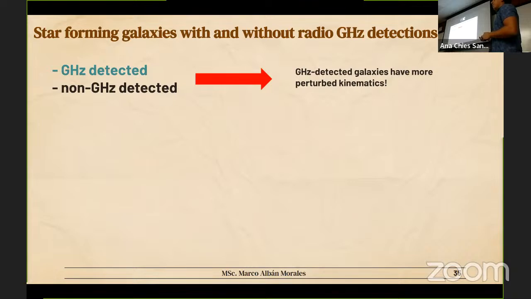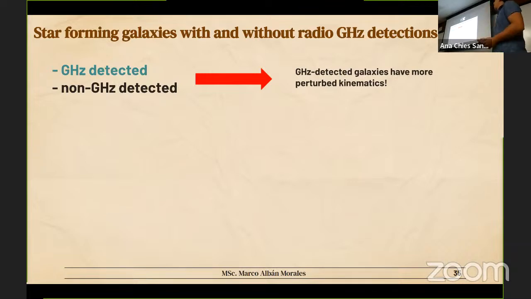Why am I using star forming galaxies now? Because it's easier to make interpretations, or I think it's easier if you don't have an AGN to start with. So I created a sample of gigahertz detected star forming galaxies and non-gigahertz detected star forming galaxies, and the gigahertz detected have more perturbed kinematics. But of course, we have the bias of non-detection. Of course, the more massive galaxies would be easier to detect in radio.